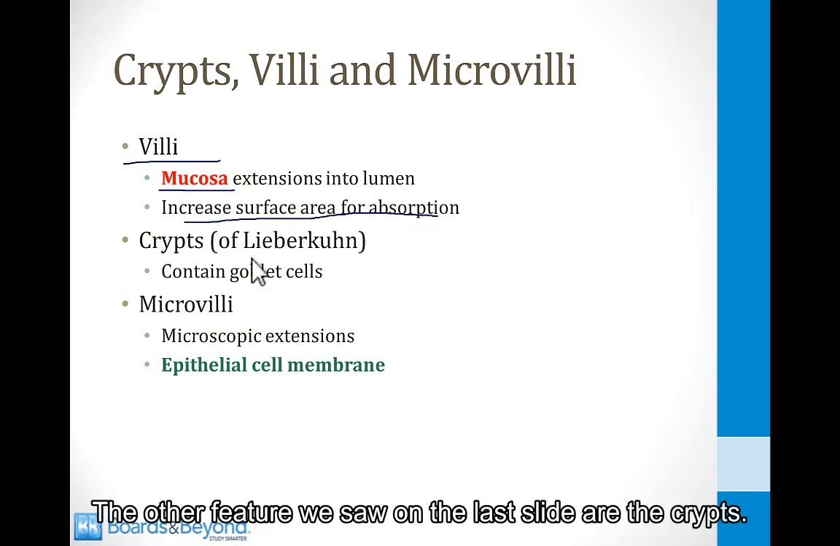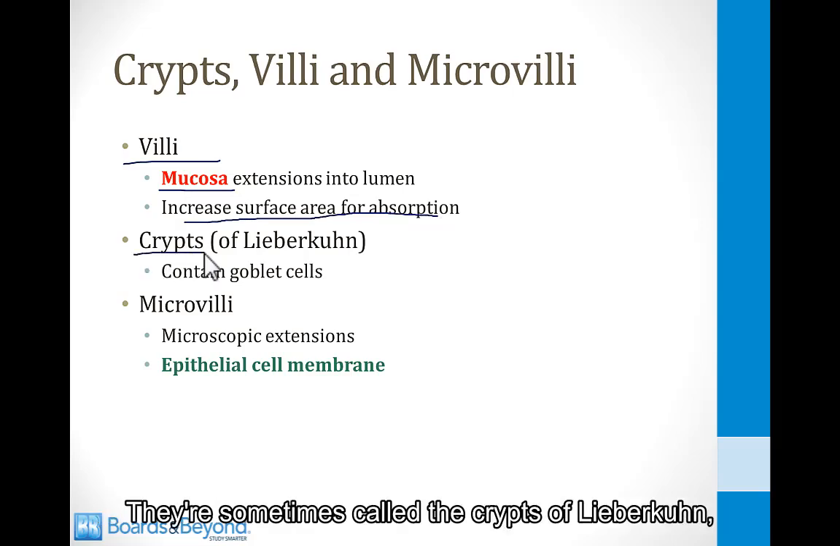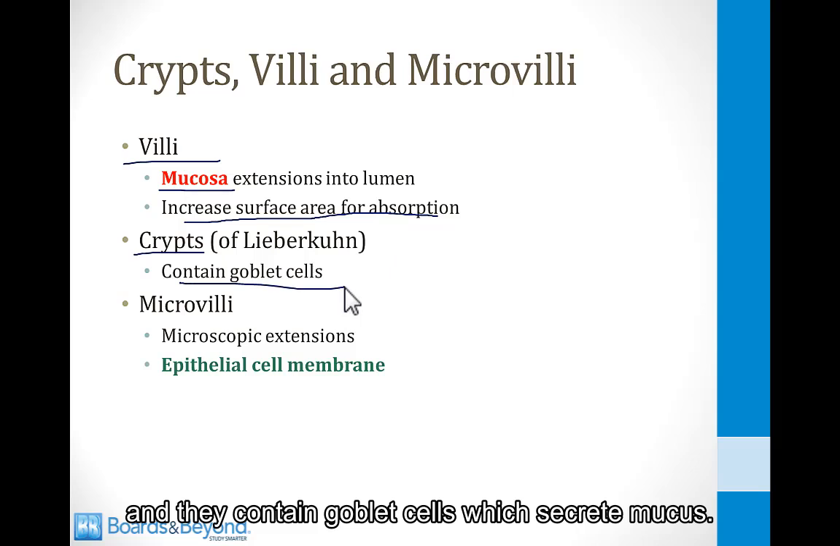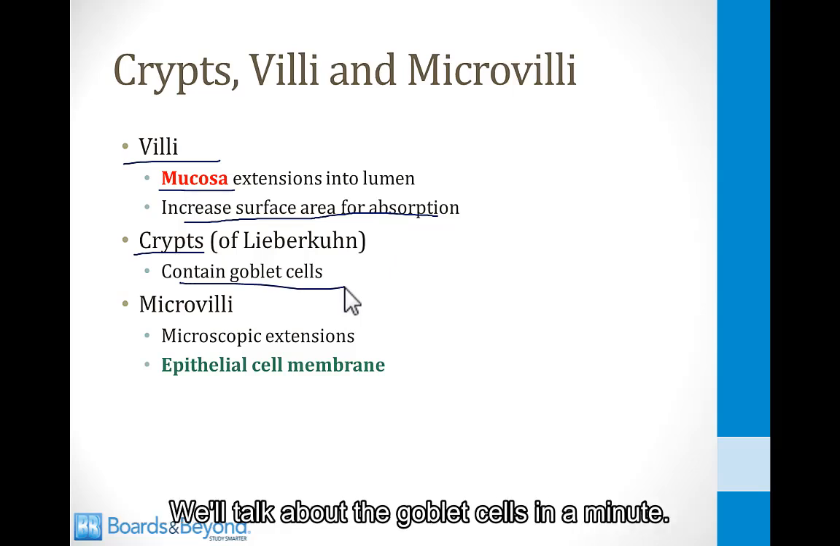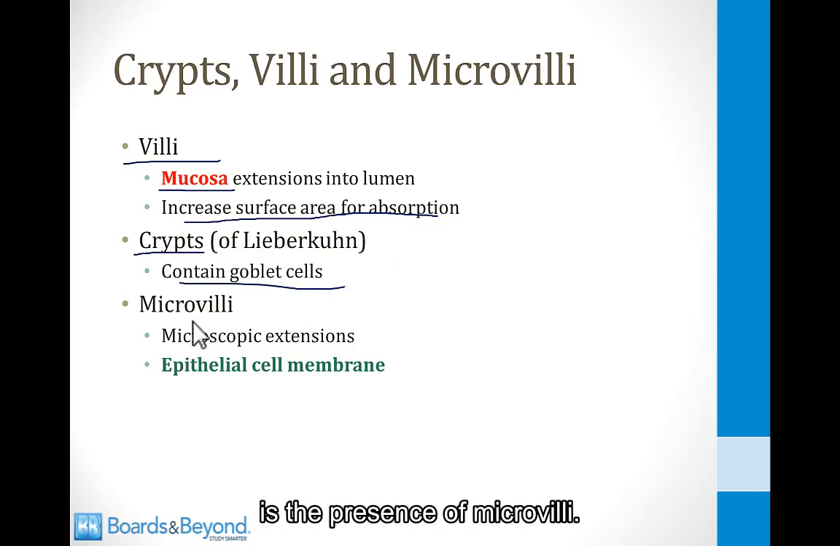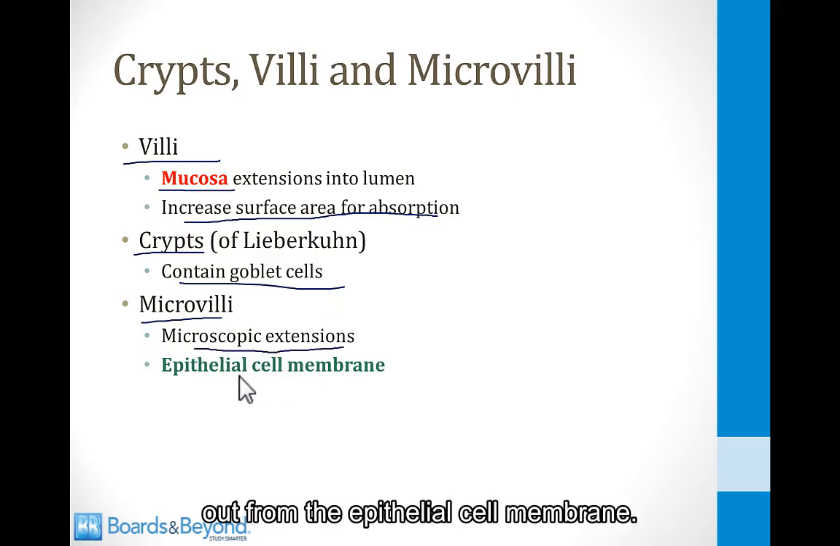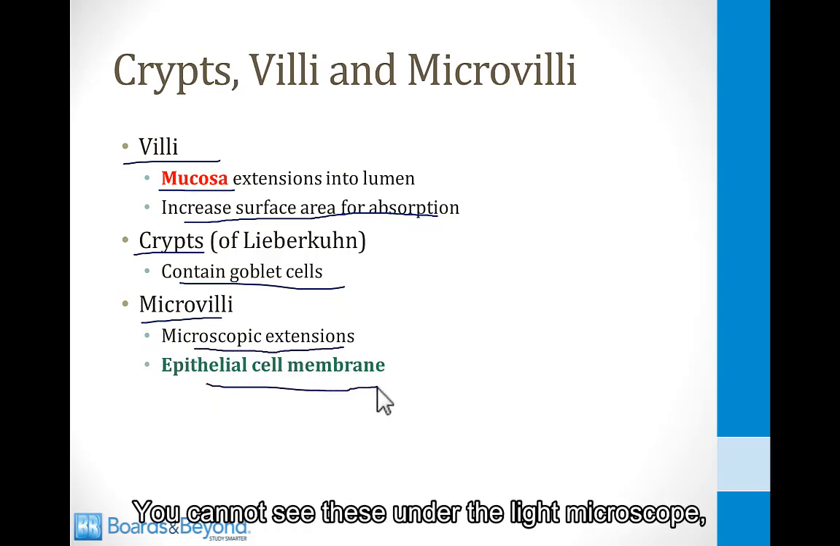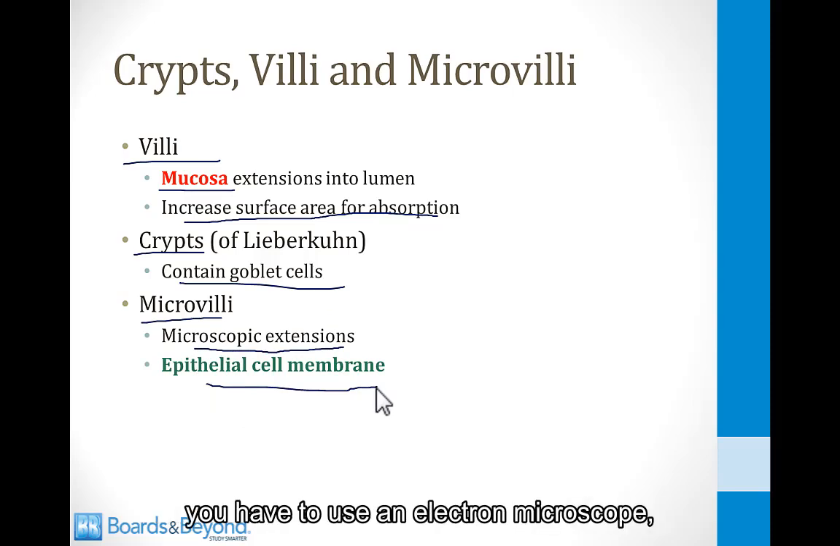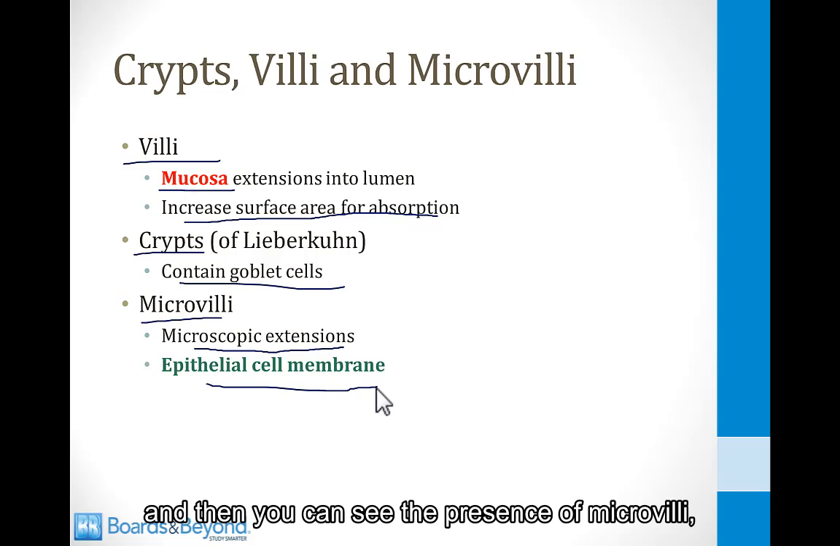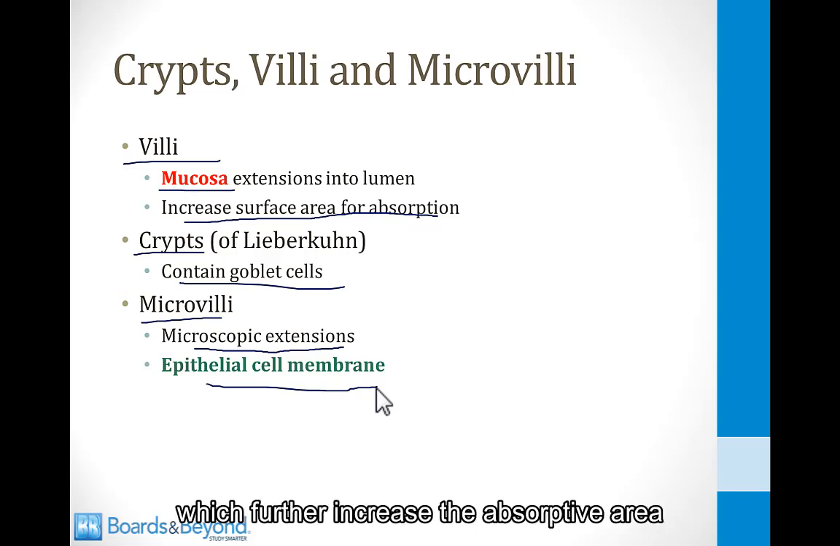The other feature we saw in the last slide are the crypts. They're sometimes called the crypts of Lieberkühn, and they contain goblet cells which secrete mucus. We'll talk about the goblet cells in a minute. And then another feature you'll hear about in the small intestine is the presence of microvilli. These are microscopic extensions out from the epithelial cell membrane. You cannot see these under the light microscope. You have to use an electron microscope, and then you can see the presence of microvilli, which further increase the absorptive area for the small intestine.